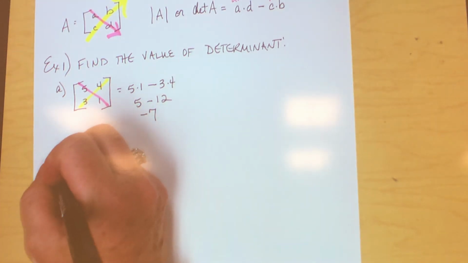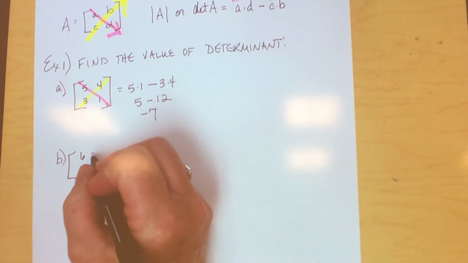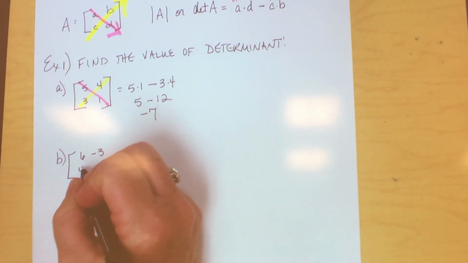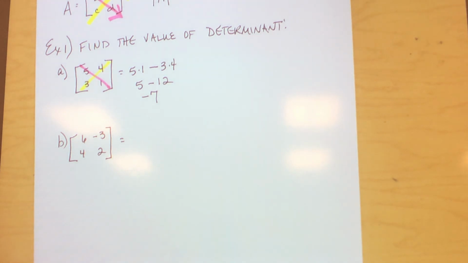Okay, so here's yours. You're going to try this one. The first row is 6, negative 3, and the second row is 4, 2. Find the value of the determinant.